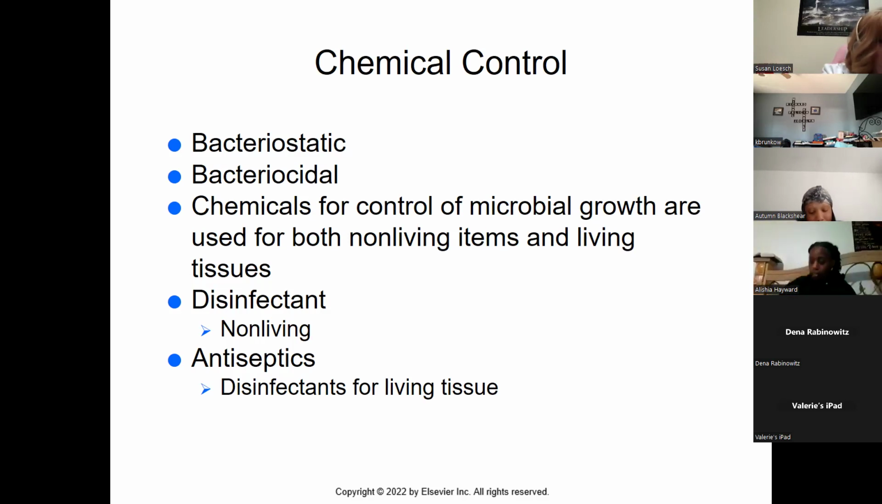Agents don't get rid of all the microbes. For some, you'll need the presence of some of them. Like, you need the normal flora that you have in your belly.